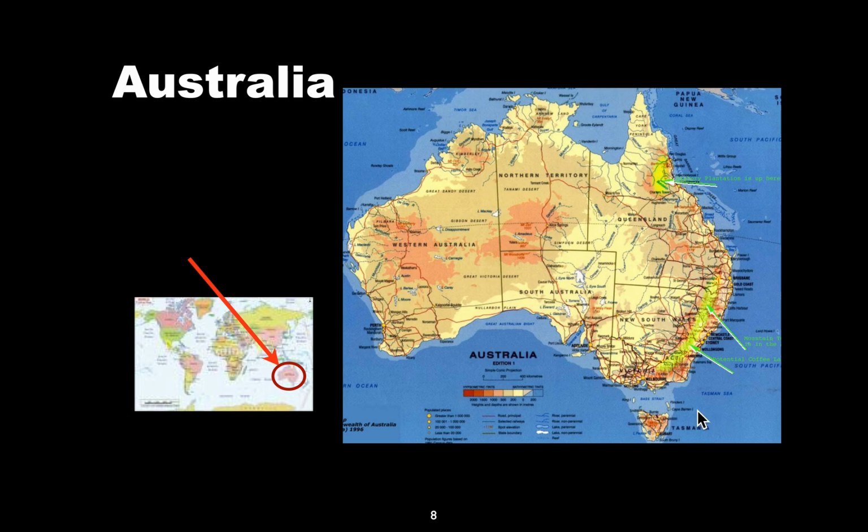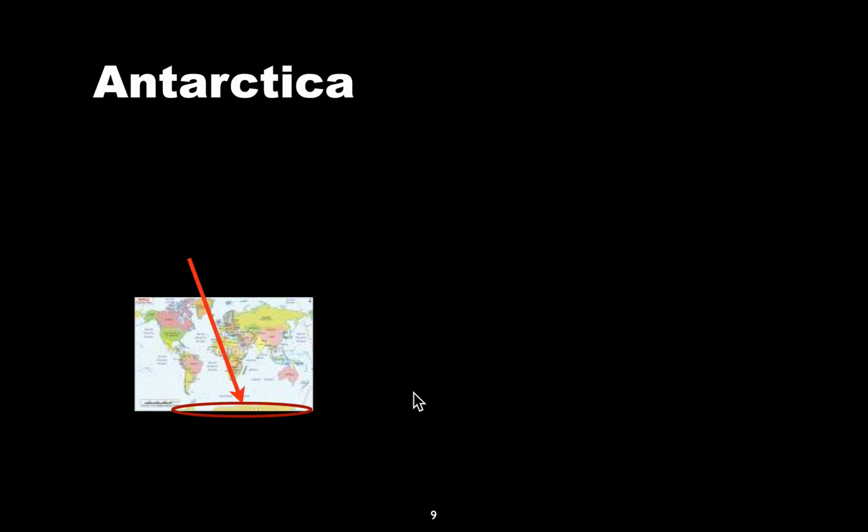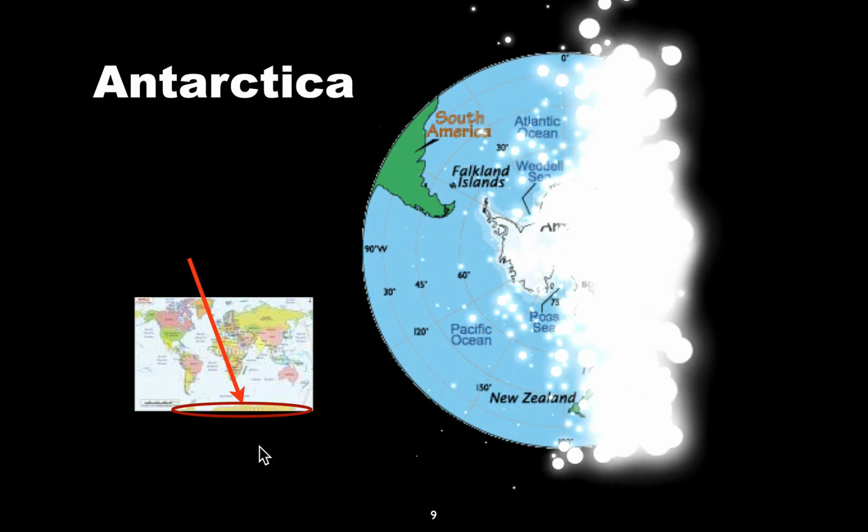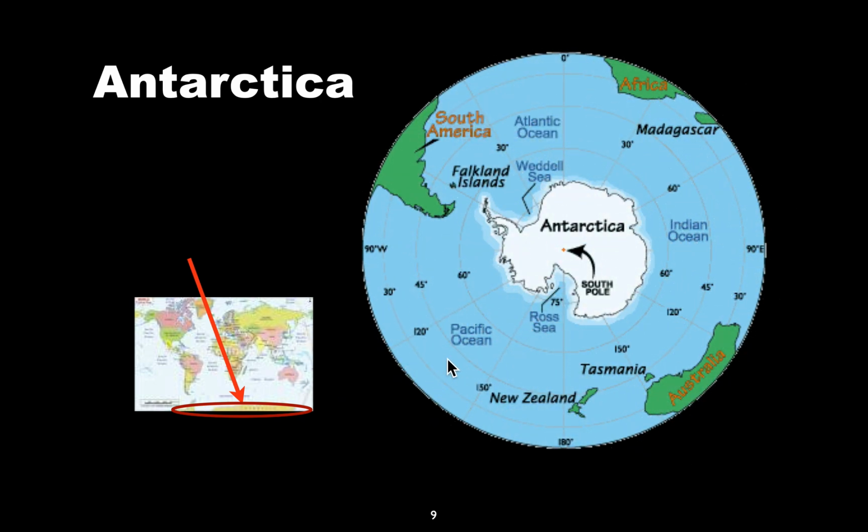And that's why people in Australia have the same English language, customs, traditions, even the dialect as people in England. So, and our seventh continent is Antarctica. Now, when we look at a flat paper map like this, it looks like it's long and skinny, but in reality, here's what Antarctica really looks like. It's almost a round circle.